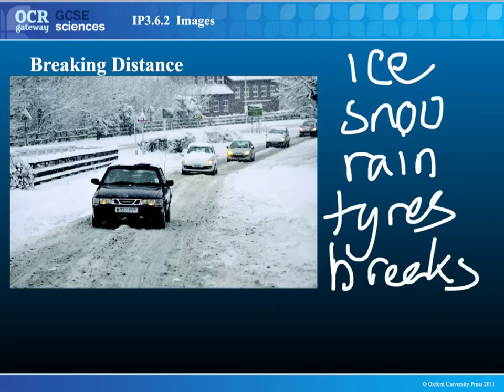Those sorts of things. All to do with things that would reduce friction between the car and the road. The surface of the road that the road's made out of, if you're driving on a mud road as opposed to a tarmac road.